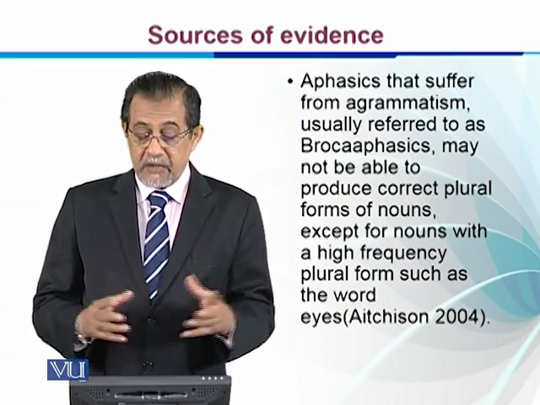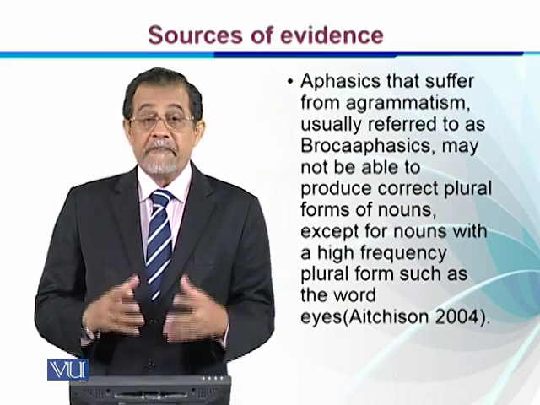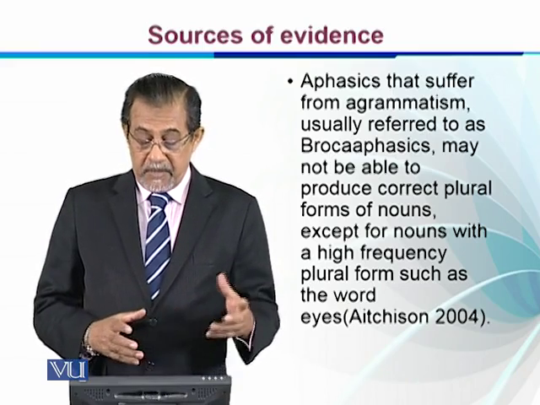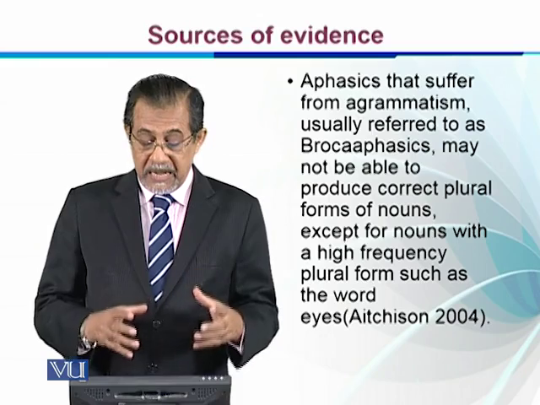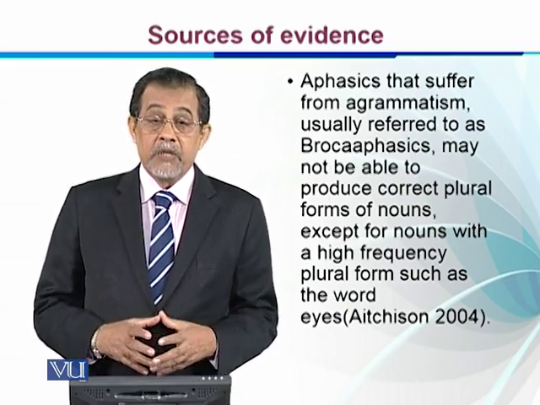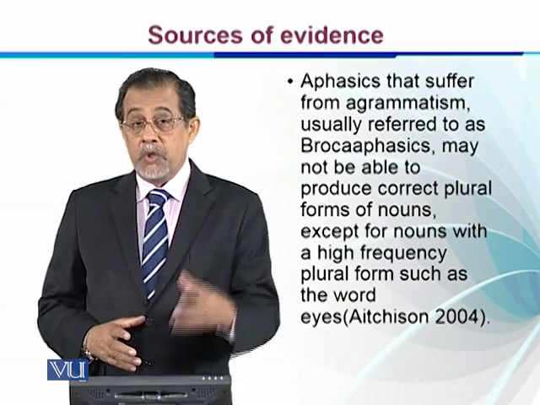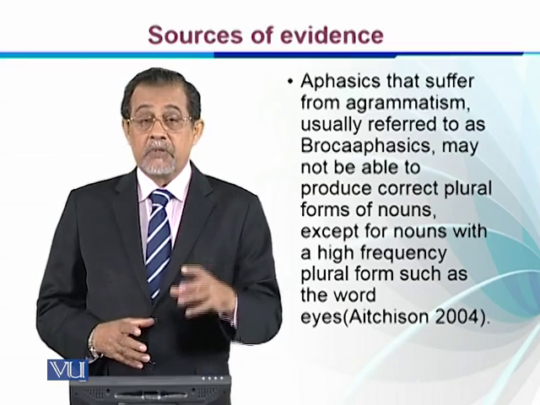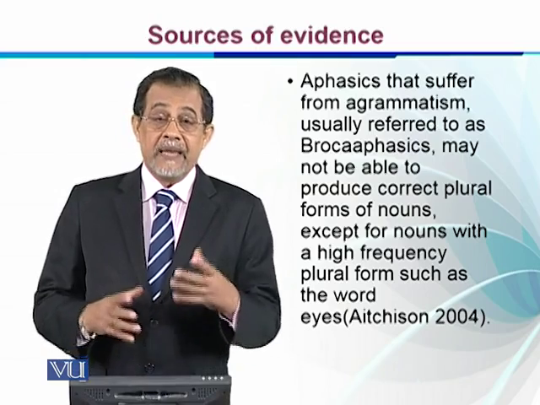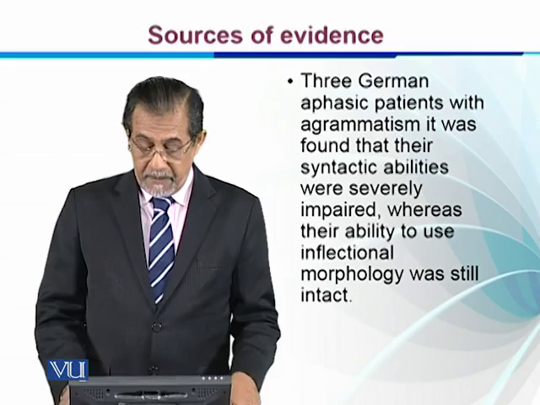Aphasics that suffer from agrammatism, usually referred to as Broca aphasics, may not be able to produce correct plural forms of nouns, except for nouns with a high frequency plural form such as the word eyes. So they can only use the correct form of the nouns which is more frequently used. Obviously eyes is a very common word.